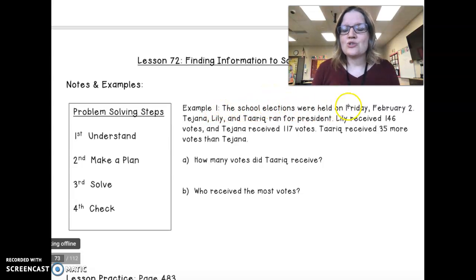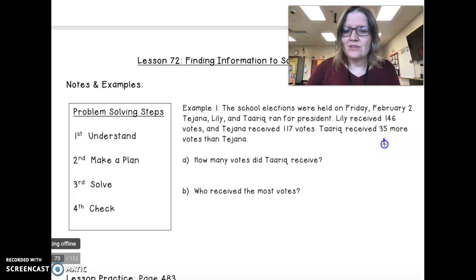The school elections were held on Friday, February 2nd. Tehana, Lily, and Tarek ran for president. Lily received 146 votes, and Tehana received 117 votes. Tarek received 35 more votes than Tehana. So I'm going to write down what I know. Now, first off, do I really need to know? Some of this information is not terribly helpful for me, like that it was on Friday, February 2nd, they just add that.